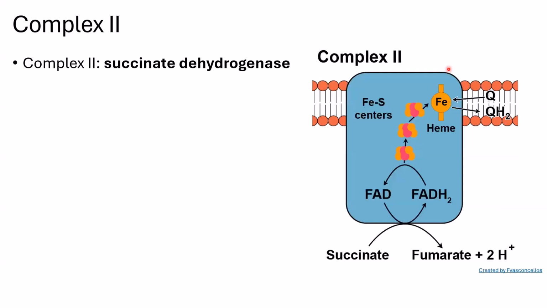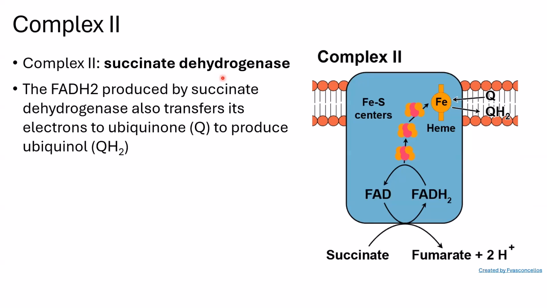As mentioned in the citric acid cycle video, complex 2 is also succinate dehydrogenase, the enzyme in the citric acid cycle that produces FADH2. Similar to NADH in complex 1, electrons are eventually transferred from FADH2 to Q to produce QH2, which again diffuses off to complex 3.